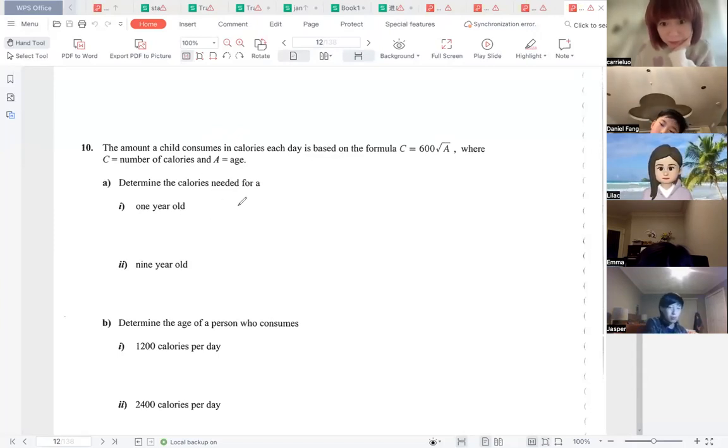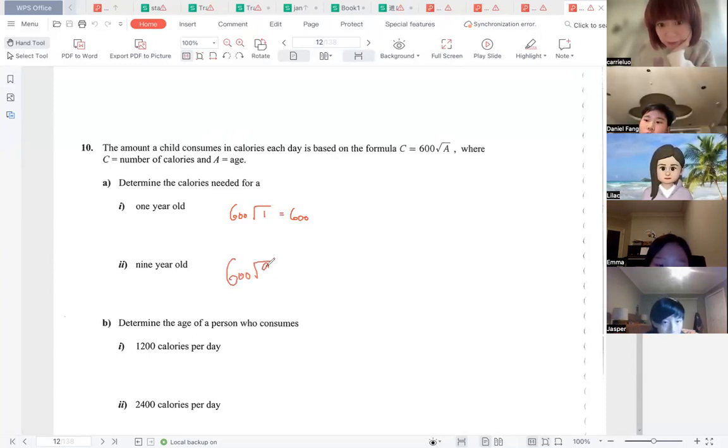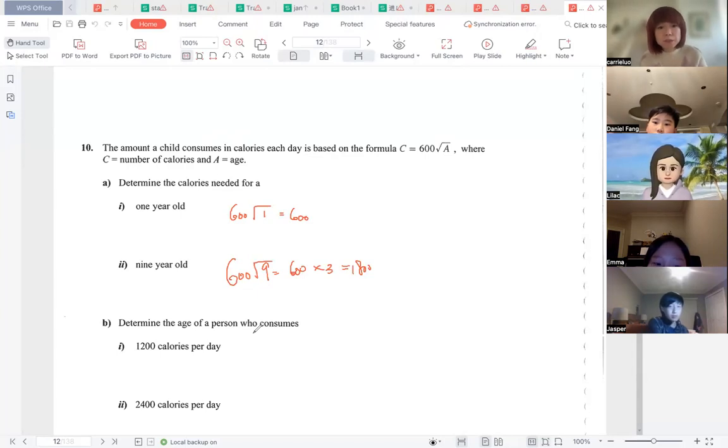Okay, so 1 year old. So 600 square root 1 equals 600 calories, right? This one's easy, Daniel. So 9-year-old, 600 square root 9 equals 600 times 3 equals 1,800, correct? So determine the age of the person who consumes 1,200 calories. Everybody take a look at the process, okay?